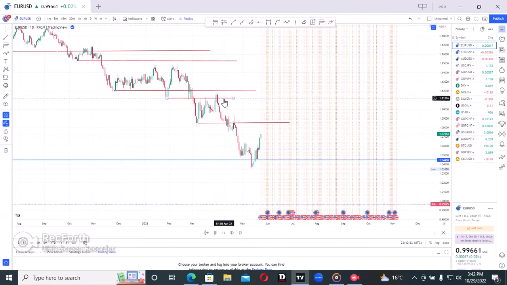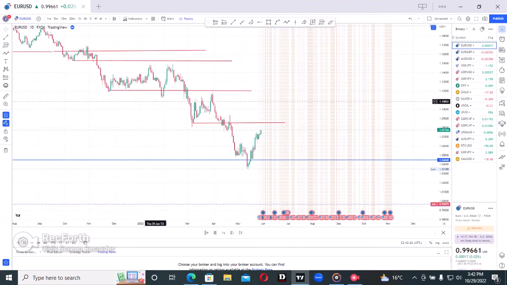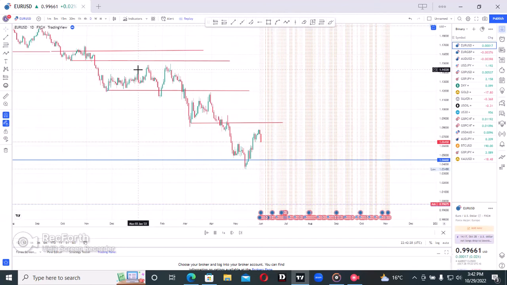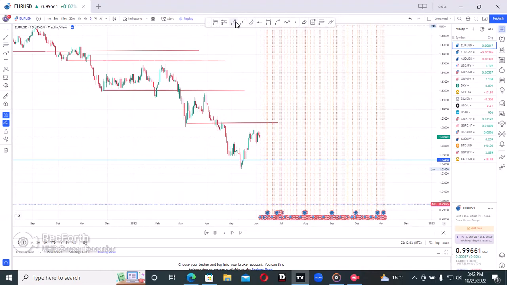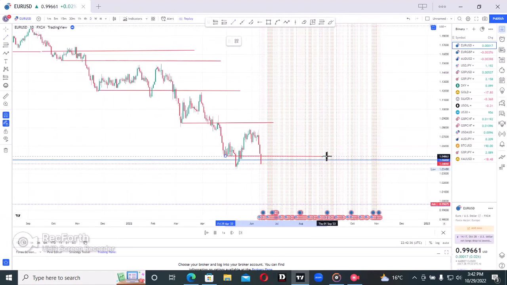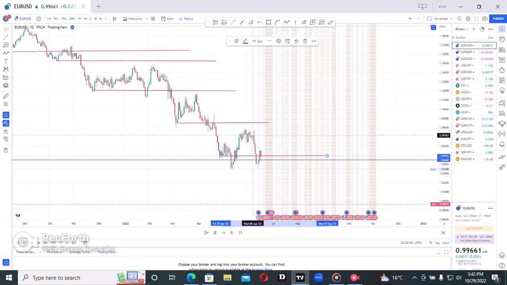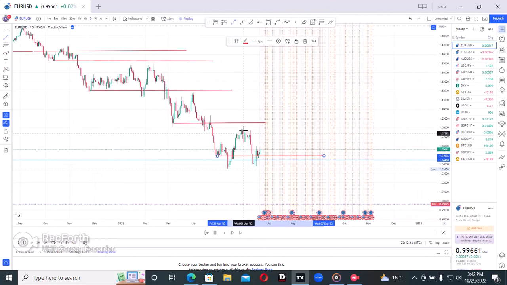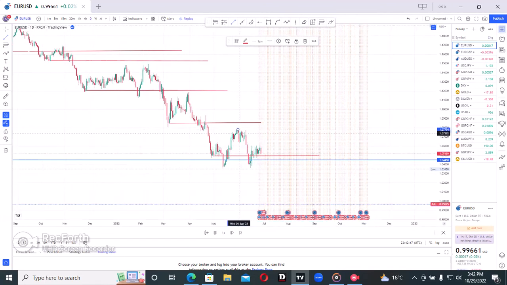You see, this is the down direction. Let me just delete this one so that you don't get confused. This is how I identify the support and resistance level. Guys, tell me, is this thing hard? This is not hard, guys.